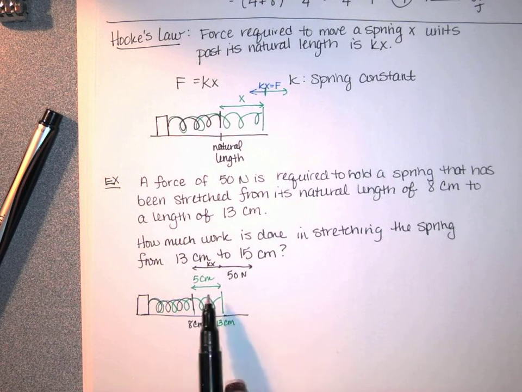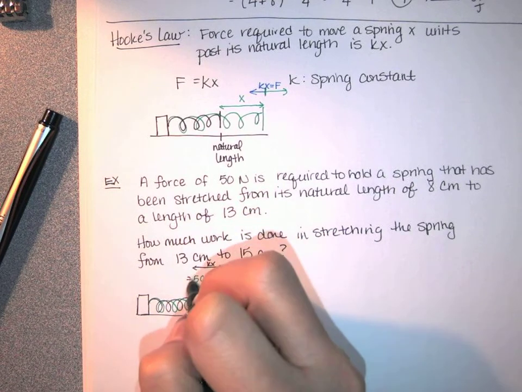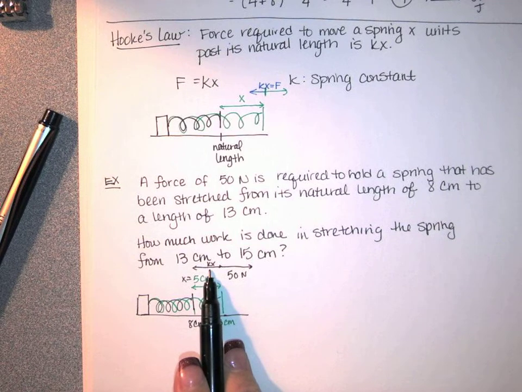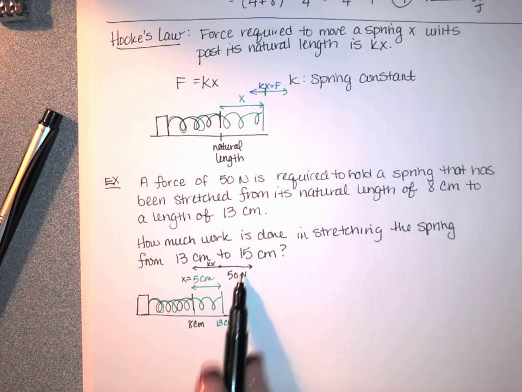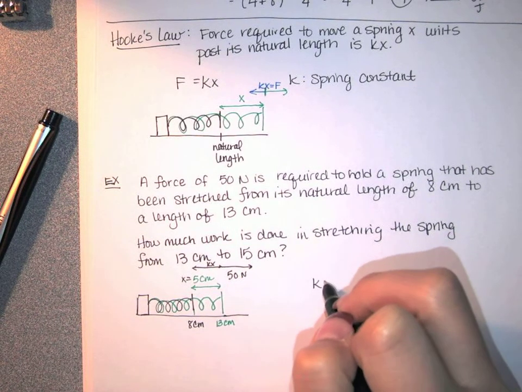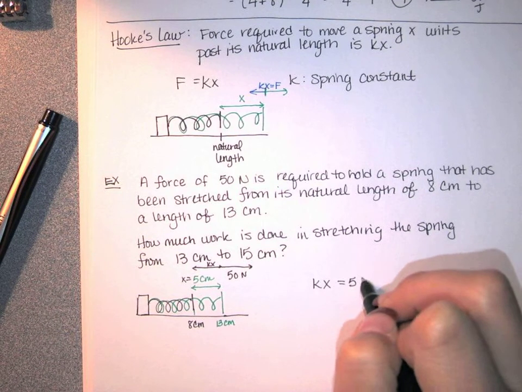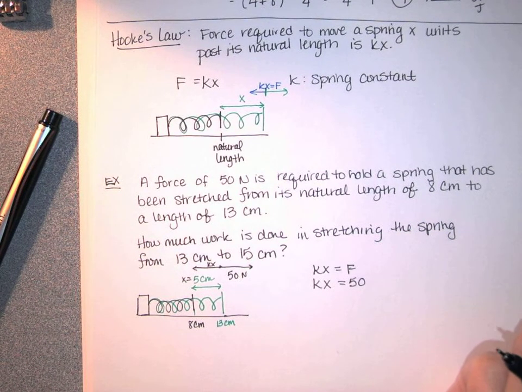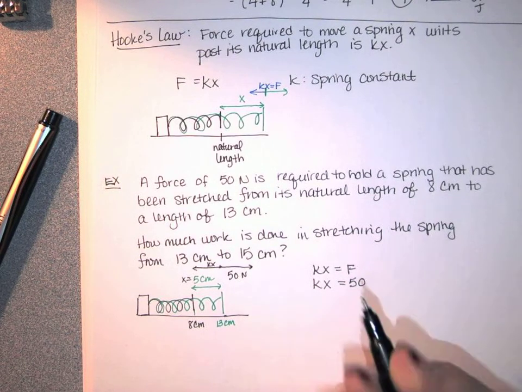Say, okay, well then, if my x is 5, what does k have to be? Well, kx has to balance this 50 newtons, so kx must be 50 newtons. So really, I'm just substituting into kx equals F, and I'm treating this as a magnitude of the force rather than the vector itself. And x is 5 centimeters.